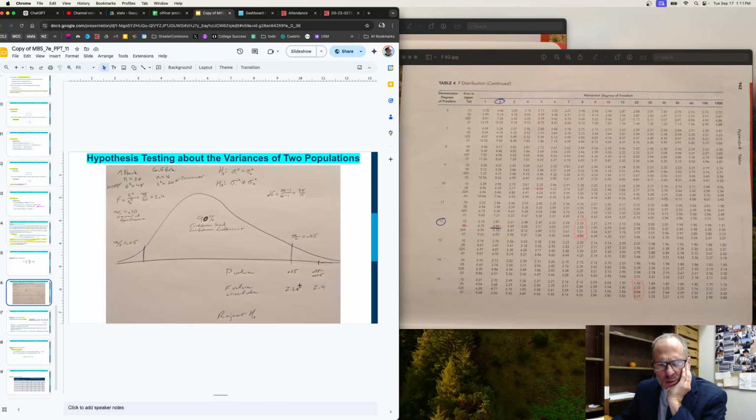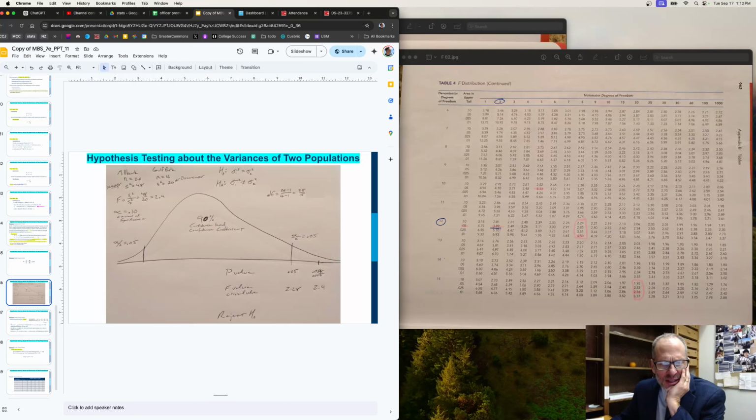And if we look at where's 2.4 in this 0.05 area, 2.4 is right there, actually. It's going to be between 25 here in the numerator and 15 there. 2.4 is going to be between these two values here, between 2.28 and 2.69. 2.4 will be between that. So that'll be between 0.05 and 0.025. And so it'll be less than 0.05 because it's between 0.05 and 0.025. And so that's how I write that.